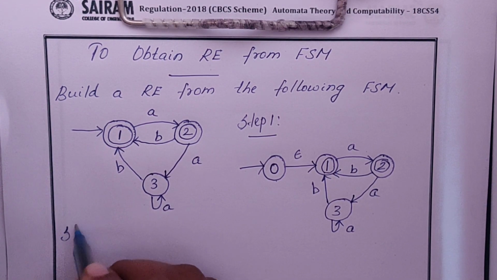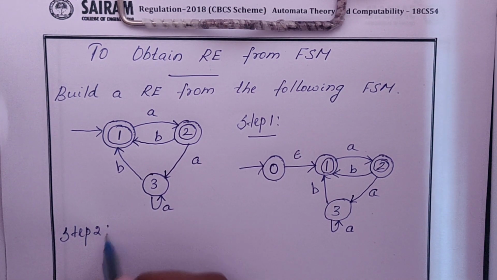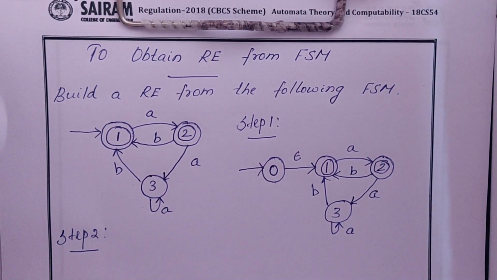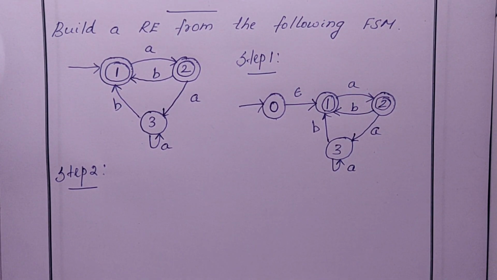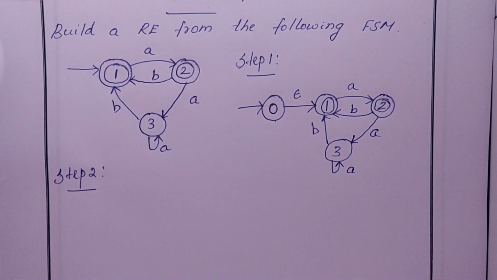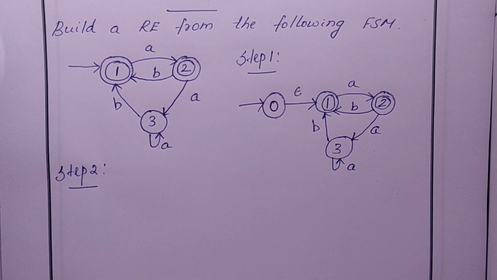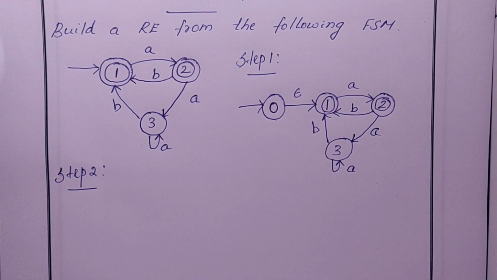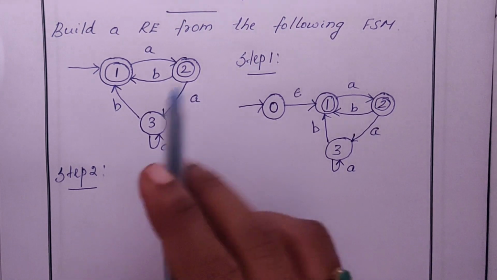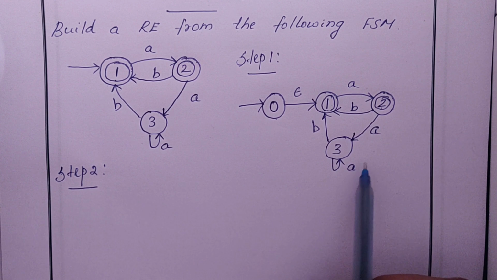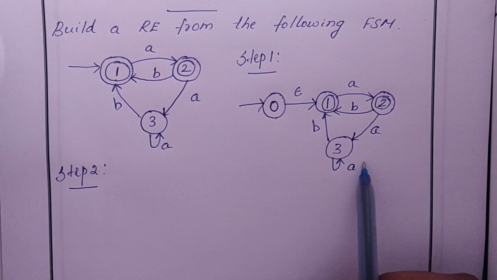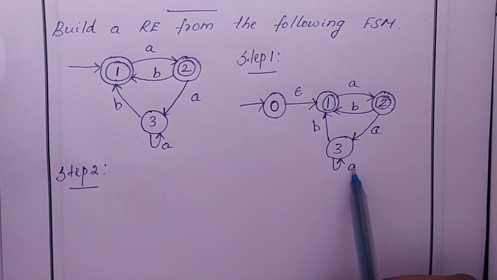Next, step 2. First I have checked whether there is any unreachable state. Then I have checked whether start state has an incoming edge. Now I have to check whether my FSM has more than one final state. Here you check my FSM has more than one final state. How many final states are there? 2 final states are there. In that case also I have to make a single final state. I cannot have more than one final state.